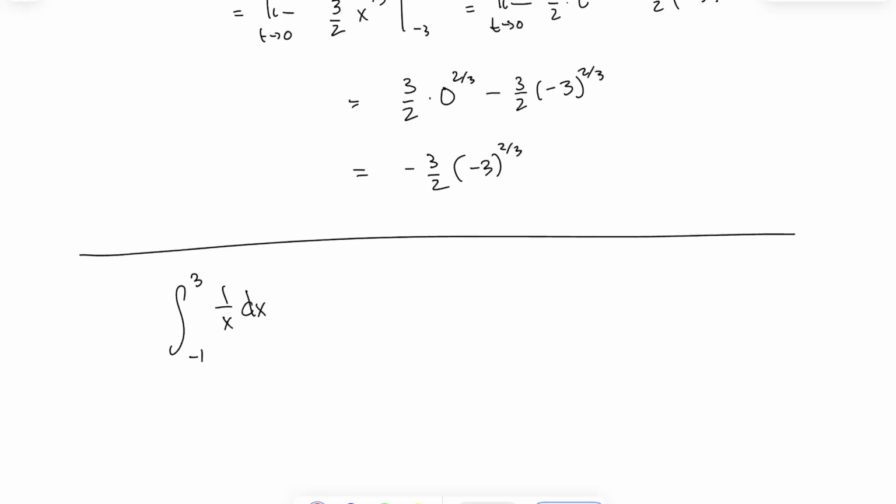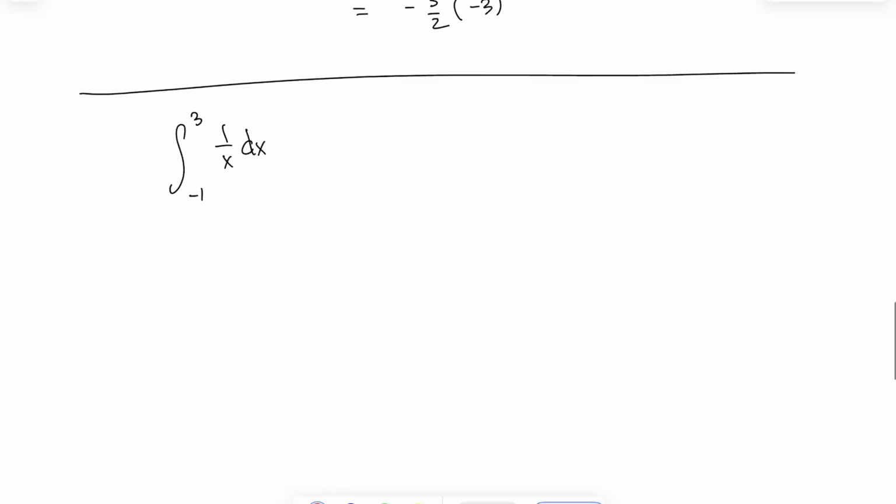The graph of ln x doesn't connect -1 and 3, because -1 is on the other side of the asymptote. The issue is that 1 over x has an asymptote. It's not at -1 or at 3, but it's in between them.